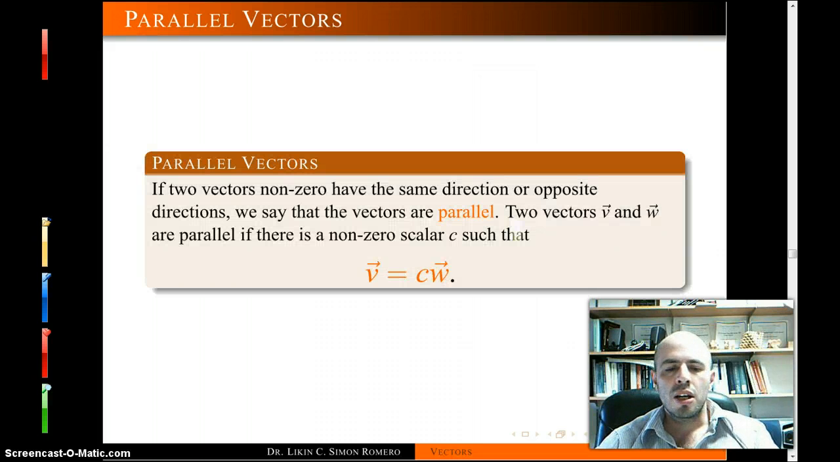Parallel vectors. If two non-zero vectors have the same direction or opposite directions, we say that they are parallel. Two vectors B and W are parallel if there is a non-zero scalar such that you can obtain one by multiplying the other one. In other words, it's the same as saying that they have the same direction or opposite directions.